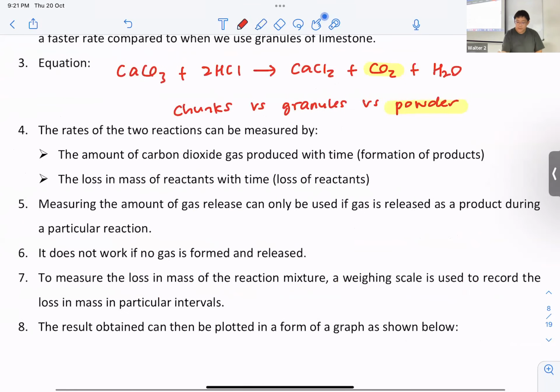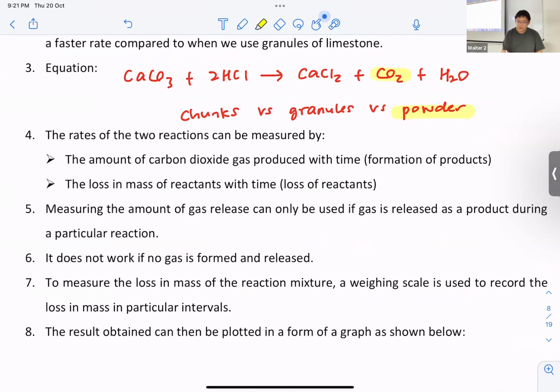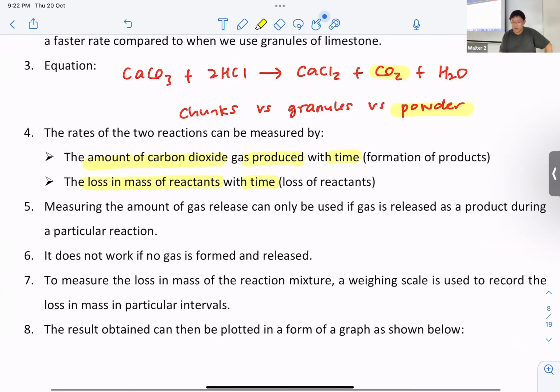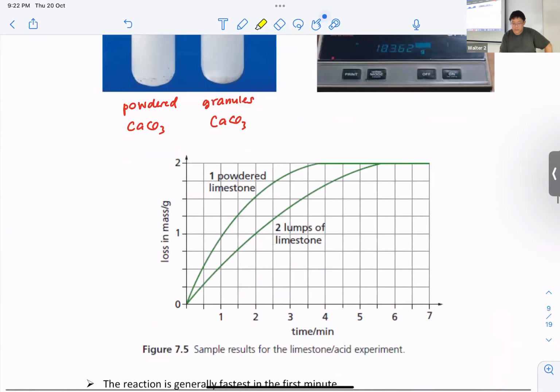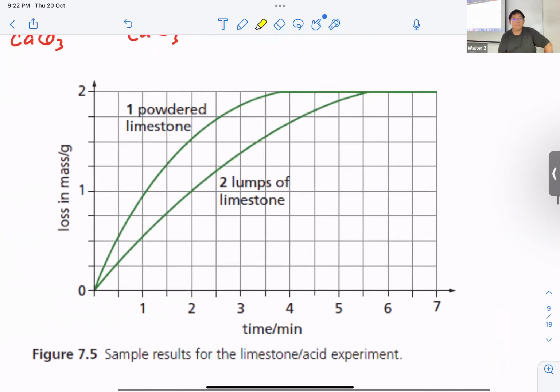So again, to calculate rate of reaction, you can either calculate the mass or the volume of carbon dioxide gas released or produced, or you can calculate the loss in mass of the reactants over time. Either one of these, both can be used. Okay, so you will know based on the graph plot. You see here, right? This is the graph.